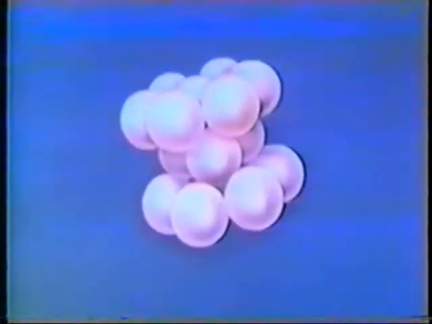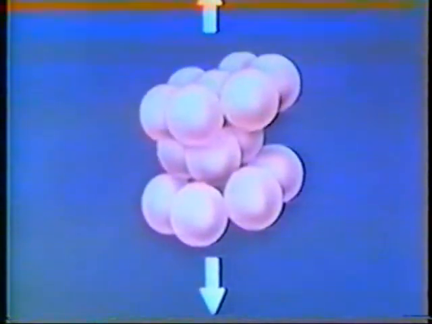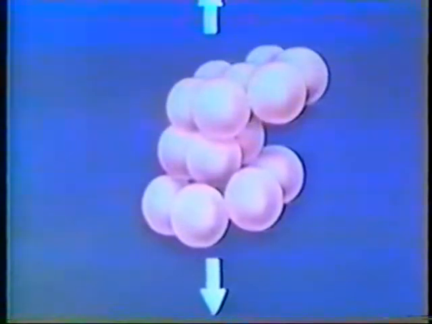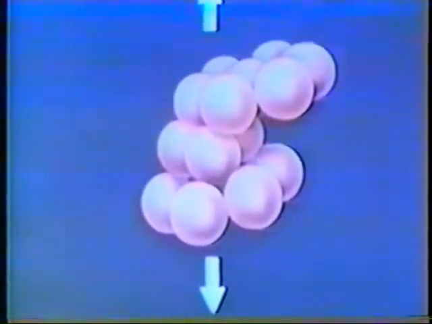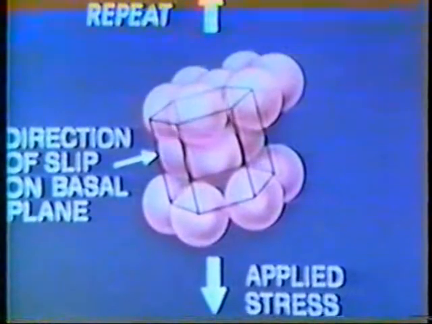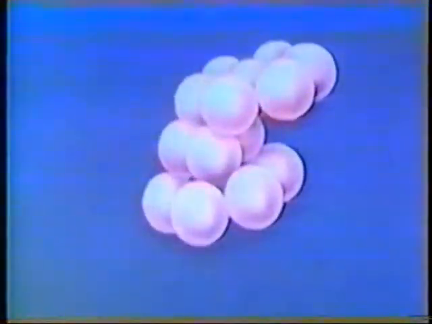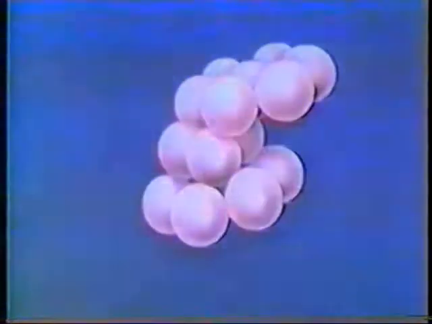When the specimen is subjected to larger stresses, the atoms eventually slip past each other. They are seen slipping on a basal plane. This slip is plastic deformation. When the load is removed, this strain is not recovered.